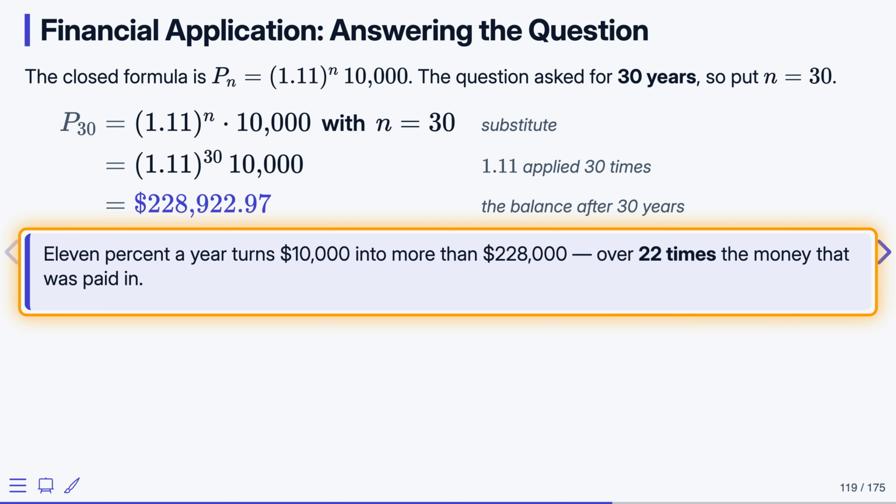Look at what that means. 11% a year, left alone for 30 years, turns $10,000 into more than $228,000. That is over 22 times the money that was paid in. This is the power of compounding.